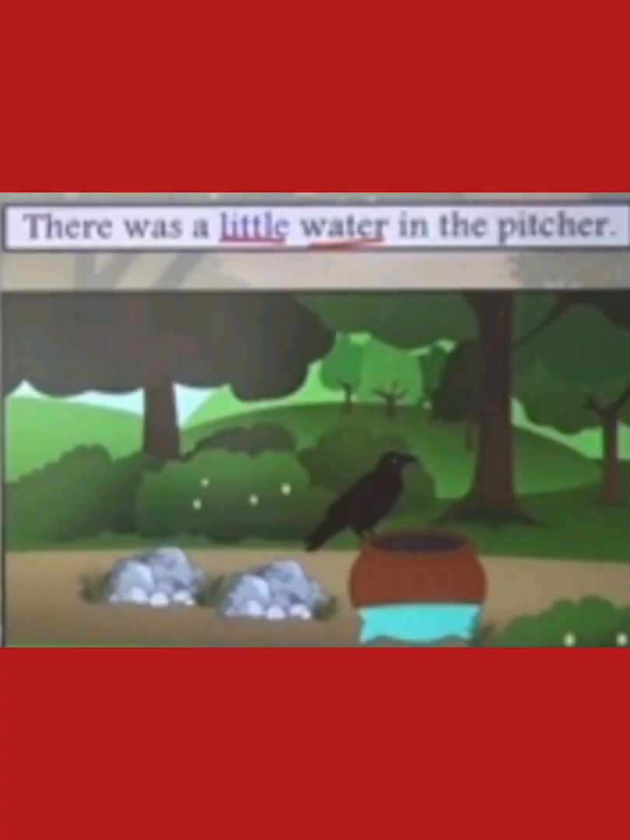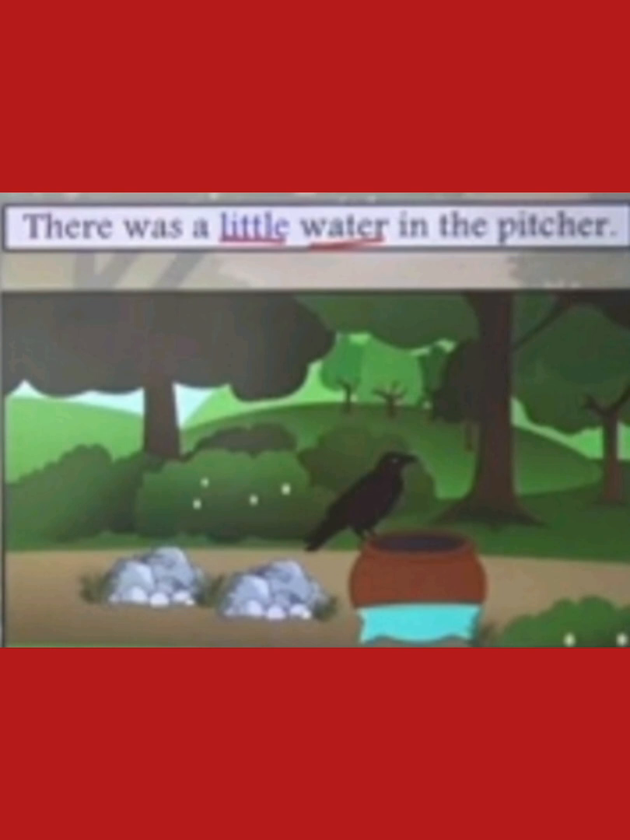There was a little water in the pitcher. Now here, first thing we have to do is pick out the noun. So here water is the noun and little is describing the noun water. And it answers the question, how much water? Little. So little is telling us about the quantity. So it is considered as the adjective of quantity.